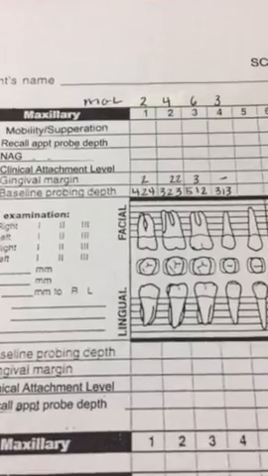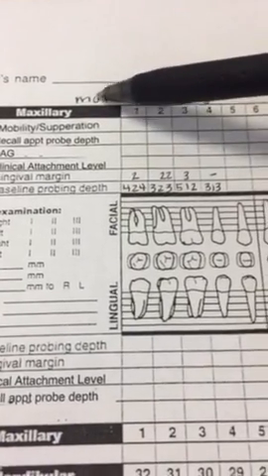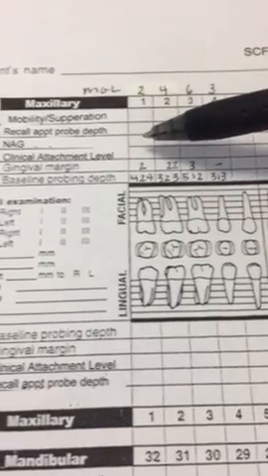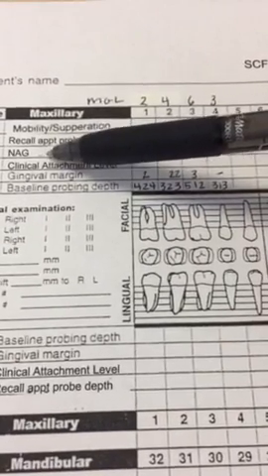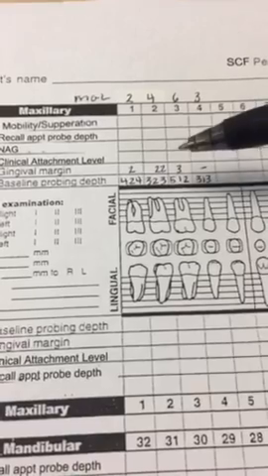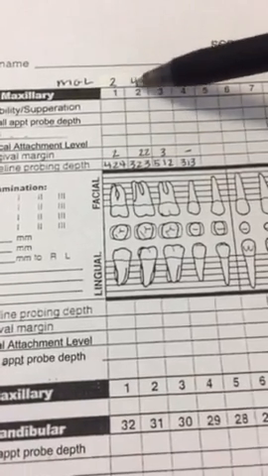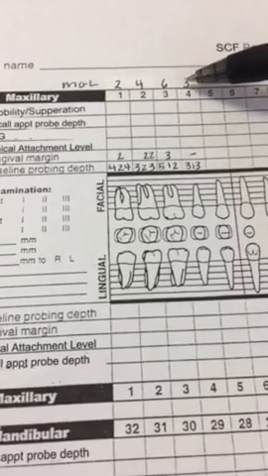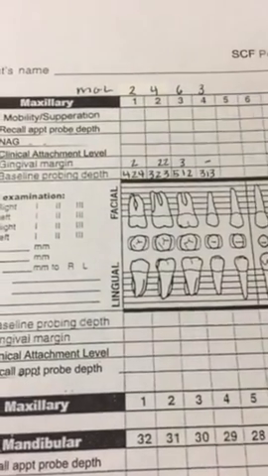All right, this is different than the paper you have at home, because up here I have mucogingival line, because I want you to just put a check mark if there is no attached gingiva. That's what that stands for. So we only have 1 number recorded for the mucogingival line, and that's going to be the direct buccal of the tooth.